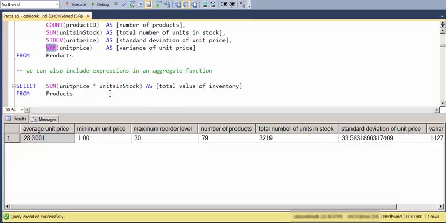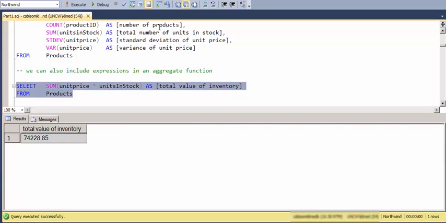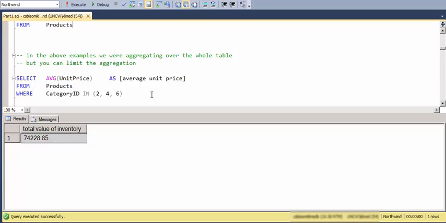We can also include expressions in an aggregate function. Notice that I'm summing here the unit price times the units in stock. The way to think of this is, if I've got a product that's $5 and there's 100 of them in stock, then I would multiply the 5 times 100 and say that the value of those products is $500. Then I would sum and add up those across all of my products, total $74,000 in inventory. That's the value of them.